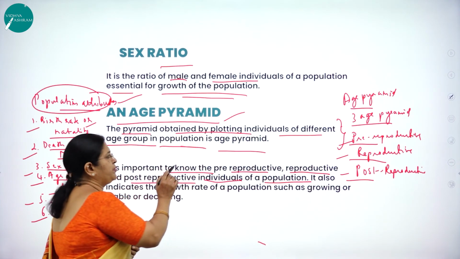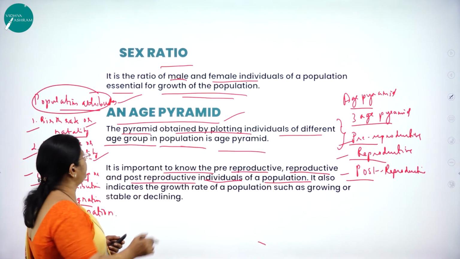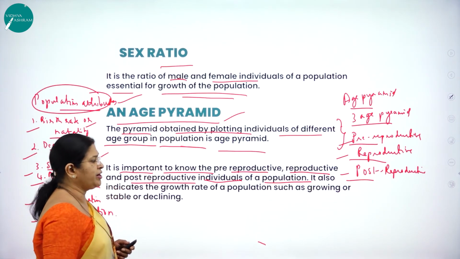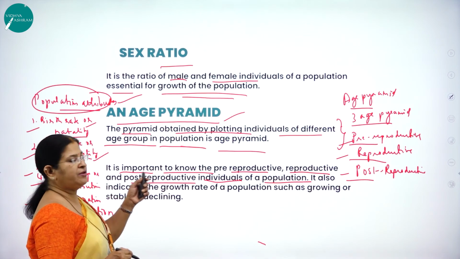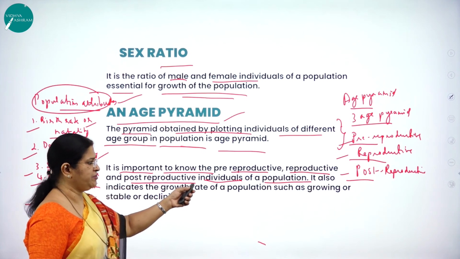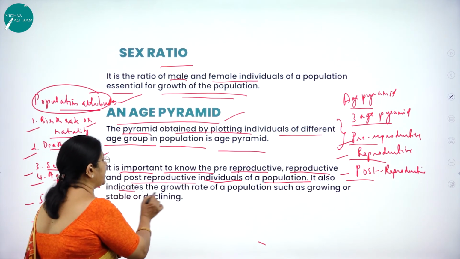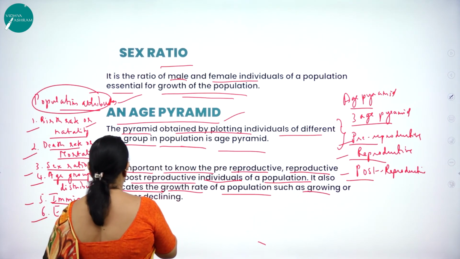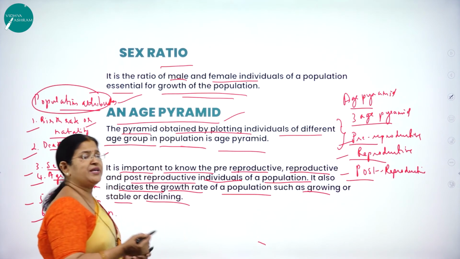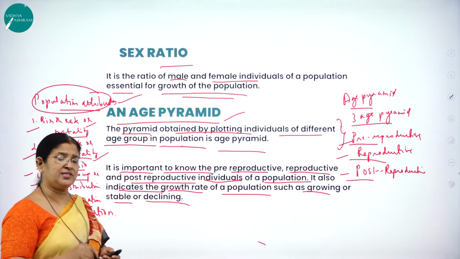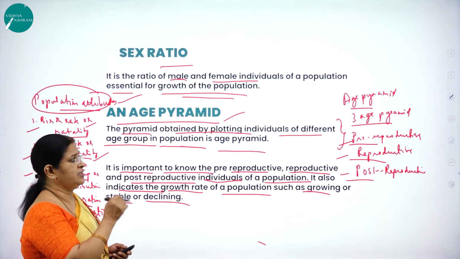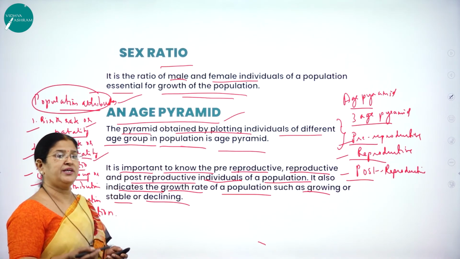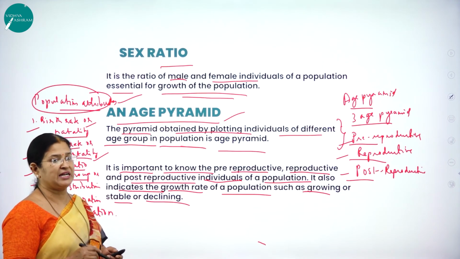The pyramid obtained by plotting individuals of different age groups in a population is called an age pyramid, and it is important to know the pre-reproductive, reproductive and post-reproductive individuals of a population. It also indicates the growth rate of a population, such as growing, stable or declining. Based on this age pyramid, we can assess whether each of the 3 age groups is expanding, stable or declining.